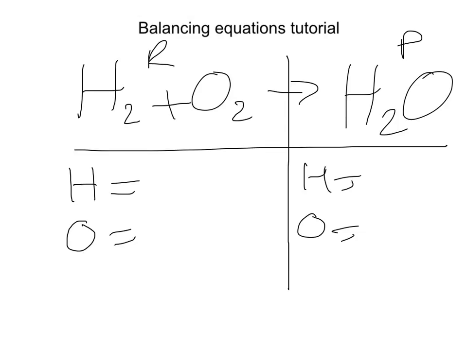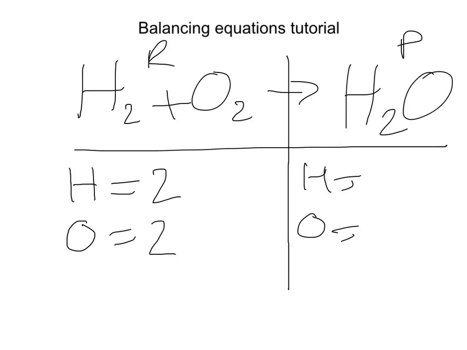Now for hydrogen, I'll highlight this, we can see that there are 2 hydrogen atoms. The small number that comes after the atom shows how many there are. So on this side, we've only got 2 hydrogens. We've got a 2 next to the oxygen. That means that we've got 2 oxygens there as well.